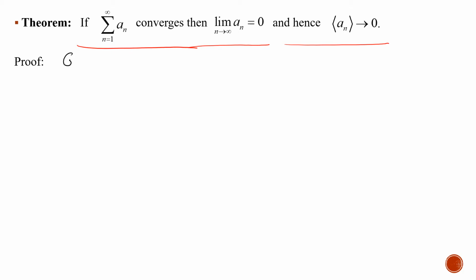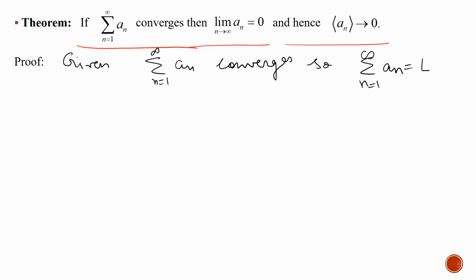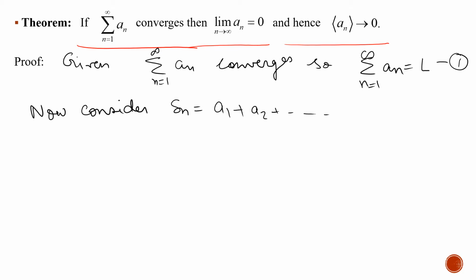For proving this, you are given that summation of an converges. It converges means that you can find its sum, so I write down the sum as equal to L. Now if you consider Sn, that is the nth partial sum. So what you will get? This is your nth partial sum.